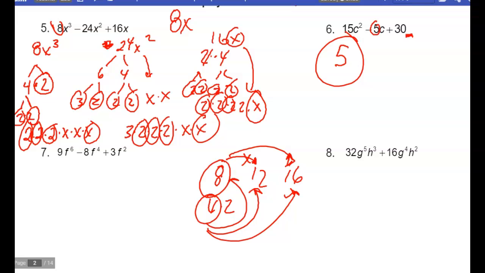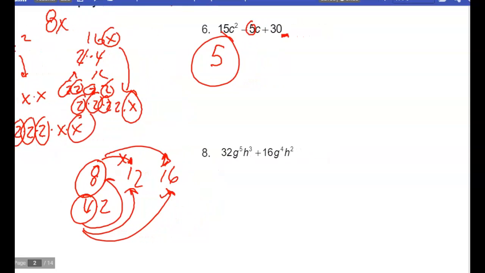So back to this 3. 3 does not go into 8, and 3 is a prime number. So the only thing that goes into all 3 of these numbers is a 1. And then I look at my f's. I have a 6, a 4, and a 2. Well, the smallest of those is that 2 right there. So what do they all have in common? These 3 terms share an f squared.